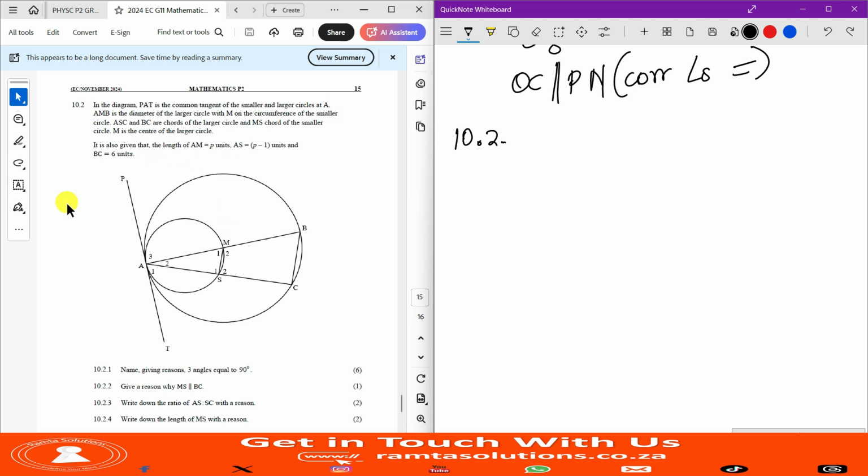Okay, cool. ASC and BC are chords of the larger circle, and MS is a chord of the smaller circle. M is the center. Highlight this: M is the center of the larger circle.